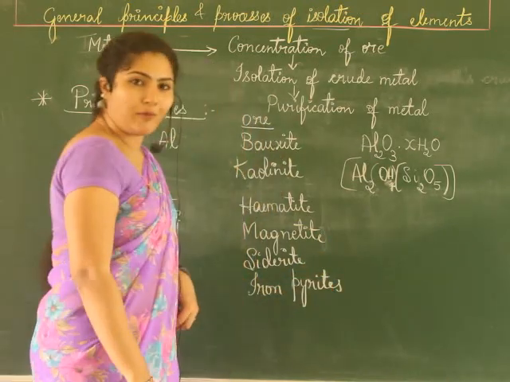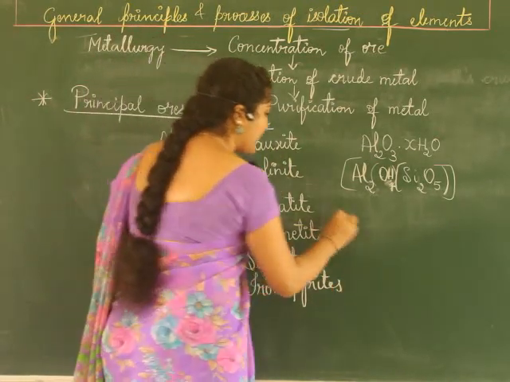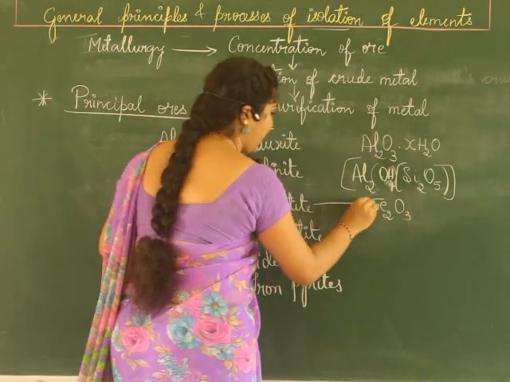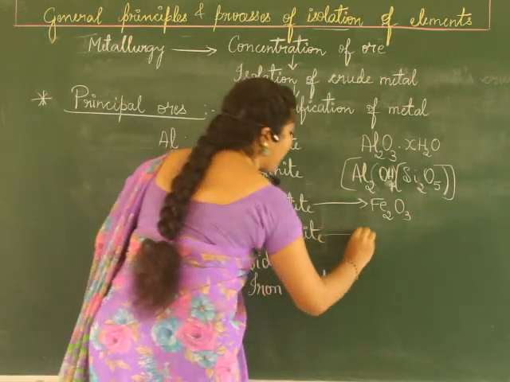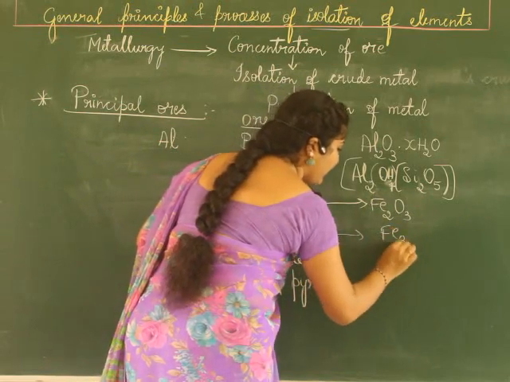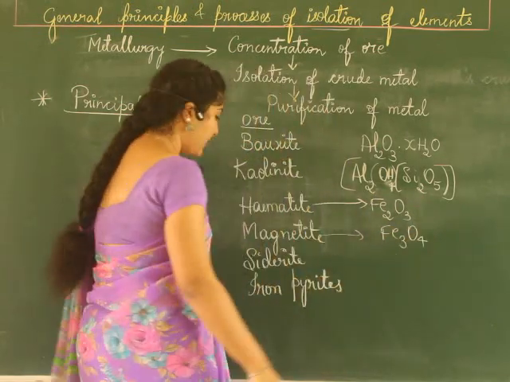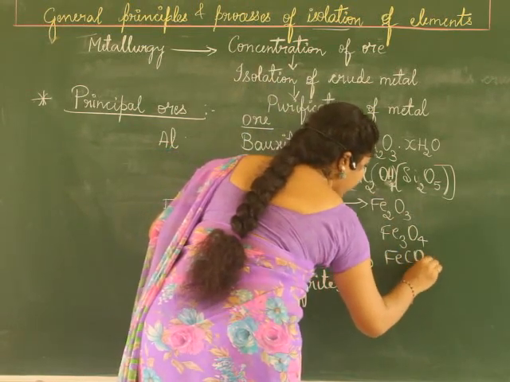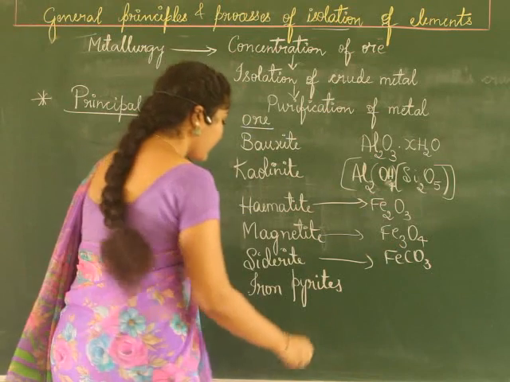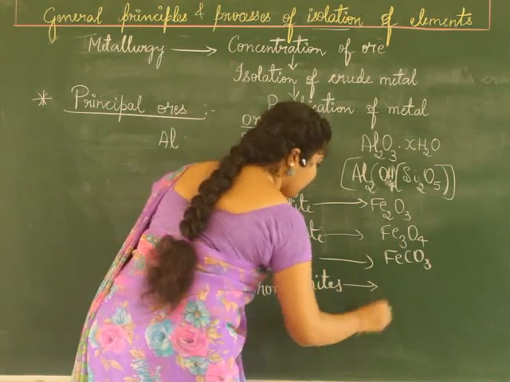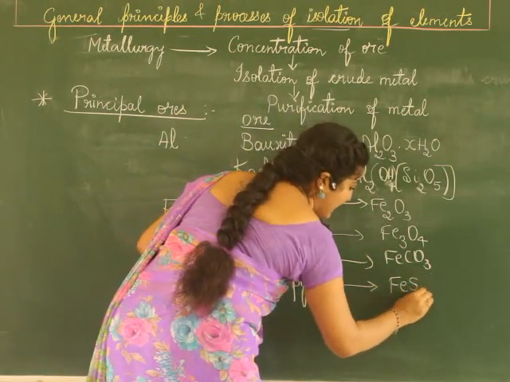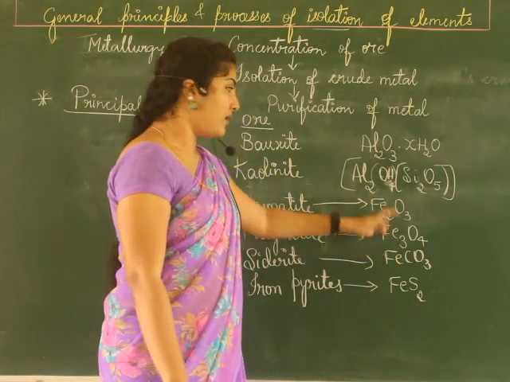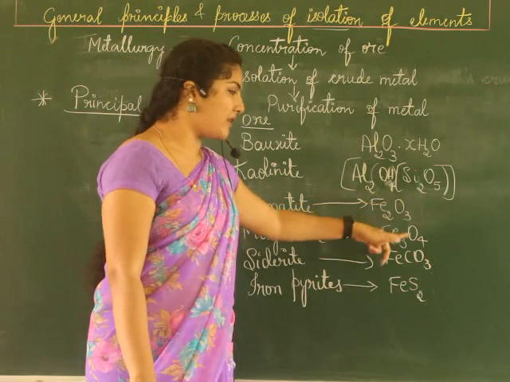Now let us see the formula for it. Hematite is Fe2O3. Magnetite is Fe3O4. Siderite is FeCO3. Iron pyrites is FeS2. So as you can see, these are oxide ores where iron is present along with oxygen.